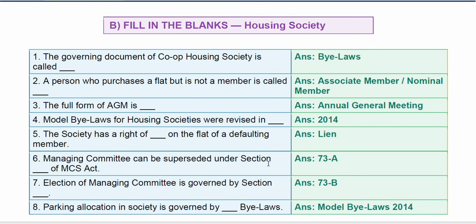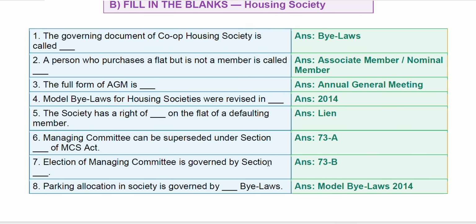Fill in the blanks for housing society paper. Number 1: the governing document of cooperative housing society is called bylaws. A person who purchased a flat but is not a member is called associate member or nominal member. The full form of AGM is Annual General Meeting. Model bylaws for housing society were revised in 2014. The society has a right of dash on the flat of defaulting members: lien.